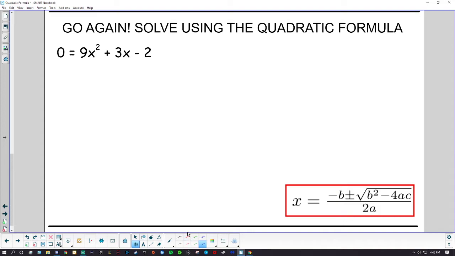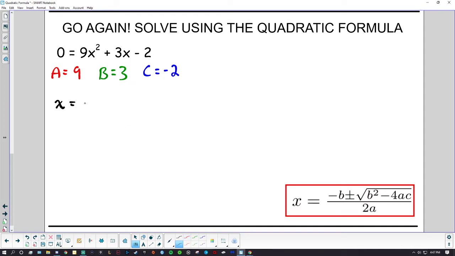All right, so we start off, we need our A, B, and C. A is 9. My B value is 3. And my C value is negative 2. So we have A, B, and C. We get to jump right into plugging this in. So let's write it out.